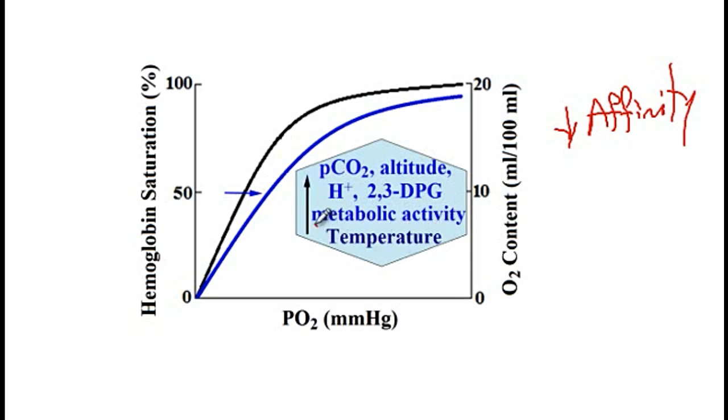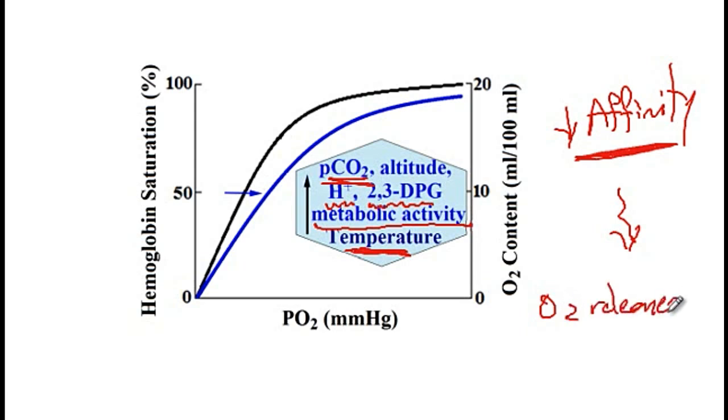activity. If you think of it, increased metabolic activity increases the level of glycolysis, as a consequence of which there would be an elevated level of 2,3-diphosphoglycerate. There would be more lactic acid production, an elevated concentration of CO2, and then elevated temperature. So all these conditions that are associated with elevated metabolic activity will decrease the affinity of hemoglobin for oxygen, as a consequence of which O2 will now be released into the tissues.